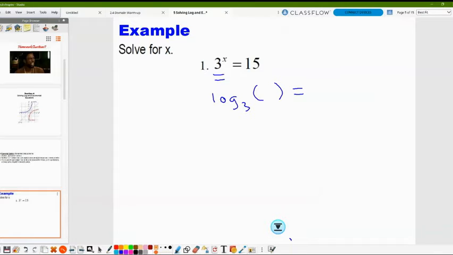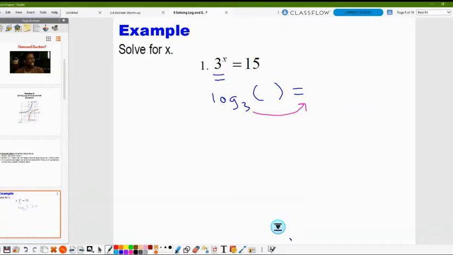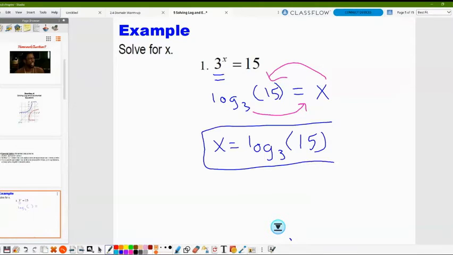And what exponent do we raise it to? The order you write this is up to you. I like to think of it as 3 being raised to what power? I know 3 is being raised to the x power, and that gets me back to the number 15. Okay, so what does x equal? X just equals log base 3 of 15. And that's your final answer. If we wanted a numerical approximation, we could go to our calculators, but that's an exact answer.